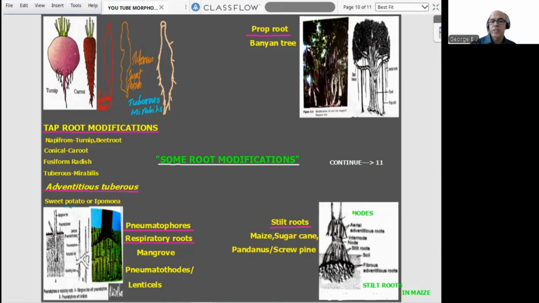Now comes stilt root. Again, for support, in weak stemmed plants. From the base of the stem, making an angle, some roots will develop: stilt roots, in maize, sugarcane, Pandanus, or screw pine. Screw pine we already studied for multiple root cap. Stilt root also has the example Pandanus or screw pine. This is actually presently not in the syllabus, but I just mentioned it. Further details are not needed, at least this much is needed. I think it is clear.